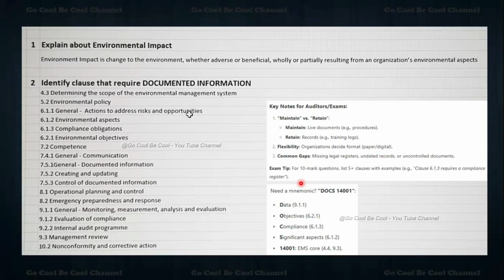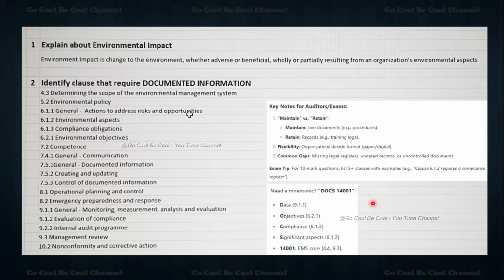Example for a 10 mark question: list 5 plus classes with the examination. Example: 6.1.3 require a compliant register. Okay, so you need to memorize DOCS 14001. See, I have given you a lot of acronyms for writing the examination. 9001 also I have given the same, 20001 also I have given the same, and 14001 is also very nice.